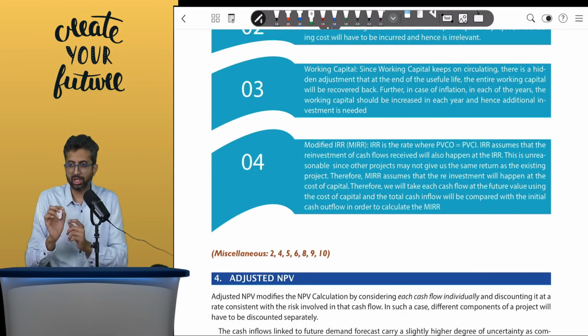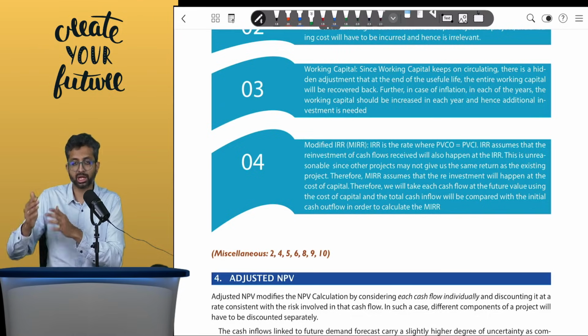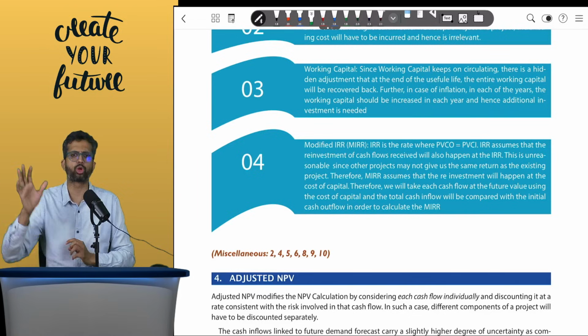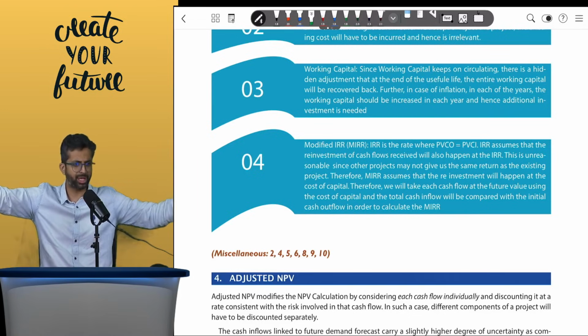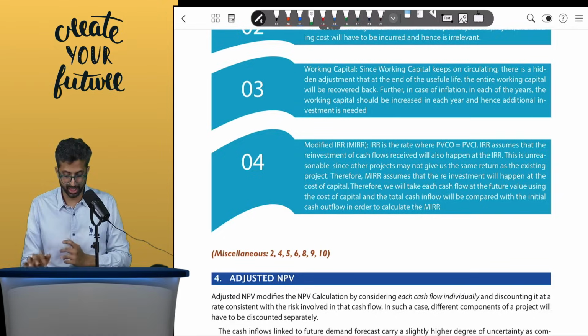So in modified IRR, whatever cash inflows I am getting in the project, rather than taking them to the present value, I will take them to the future value, and I will compound them at the cost of capital. So basically I will get the future cash flows at the end of the project life, compare them with the cash outflow, and the average rate that is earned will give you the modified IRR.